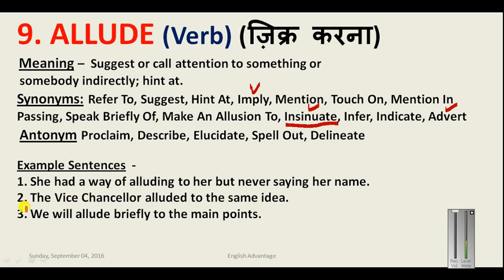Now let us look at the example sentences. She had a way of alluding to her, but never saying her name. The second sentence is, the vice chancellor alluded to the same idea. He mentioned the same idea that was mentioned already by somebody else. We will allude briefly to the main points. Allude briefly means to mention briefly. So allude, very important word.